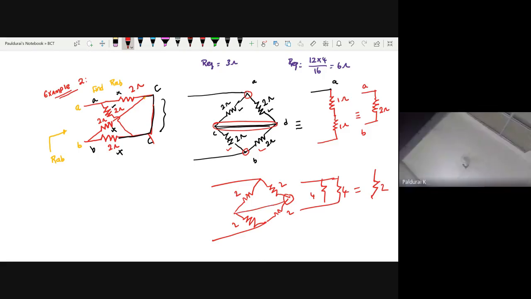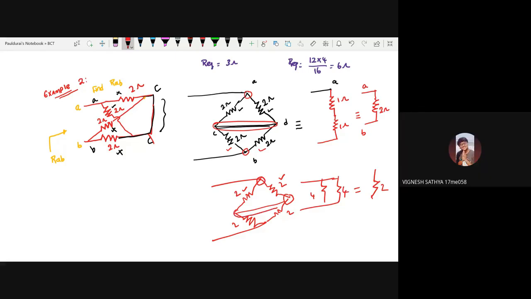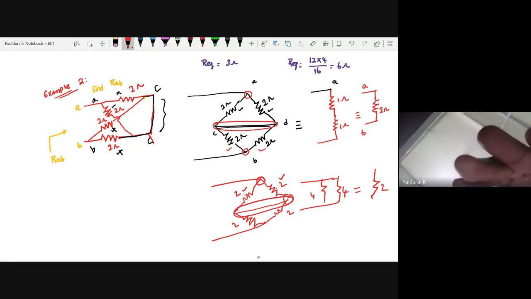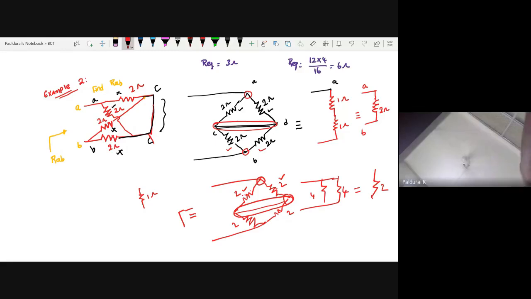So now how will you approach? These two are connected. Take these two ohms at the upper side. Look at how they are connected. There are two terminals, and both are connected to the same point. So these two are in parallel. They will give you 1 ohm.